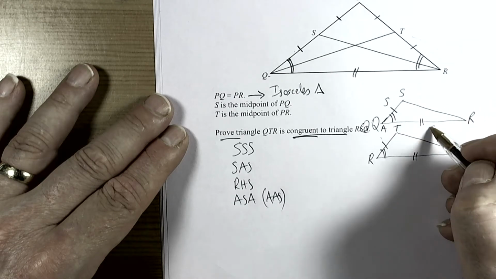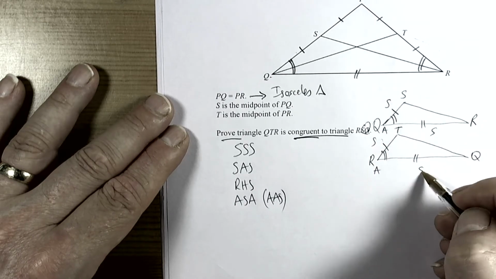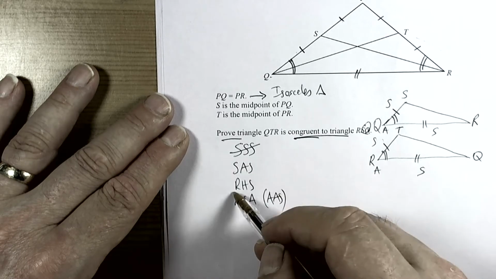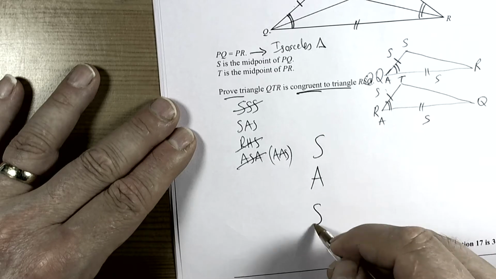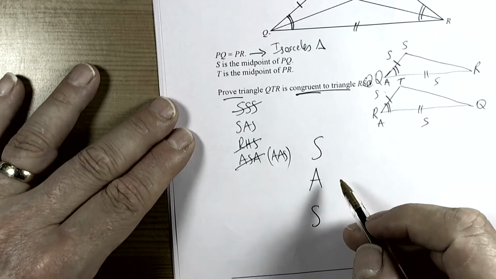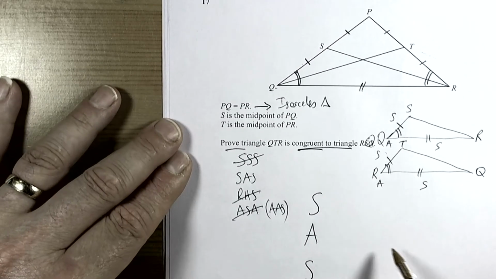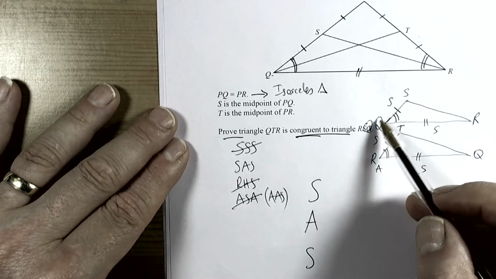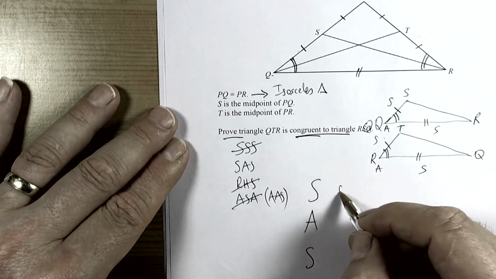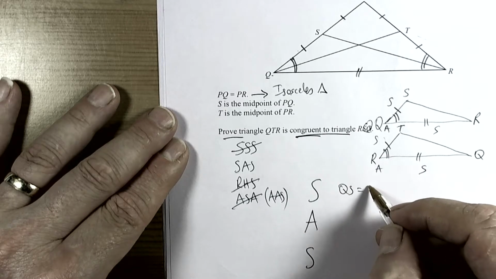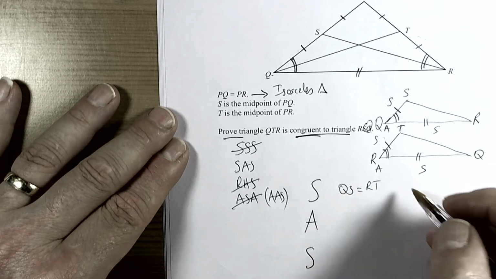Okay, so when we look at this, then we can see that we definitely have a side angle side. Alright, so we're going to prove side angle side. So we need to say why, because it says proof. So let's have a look at this side here then. So QS and RT. Right. So QS equals RT.